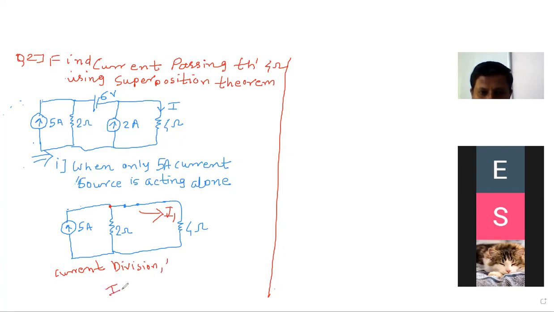So I1 is equal to the total current IT into the opposite branch resistance, which is 2, so you write 2 divided by 2 plus 4 in the denominator. After that you can get the IT value. IT means total current, that is 5 into 2 divided by 6. So 10 divided by 6. What is the value? 10 divided by 6 is about 1.67. So this is the I1 value.